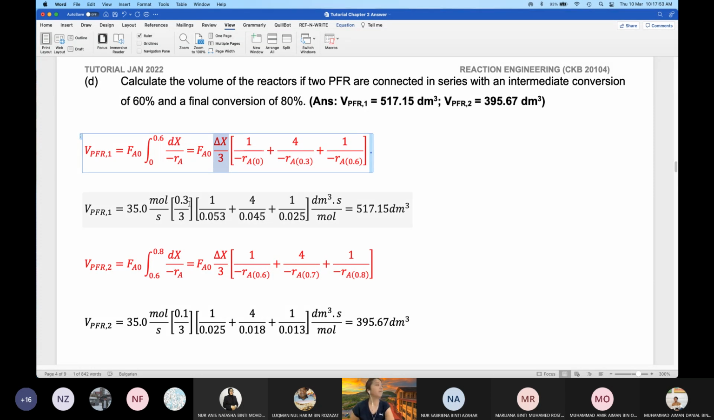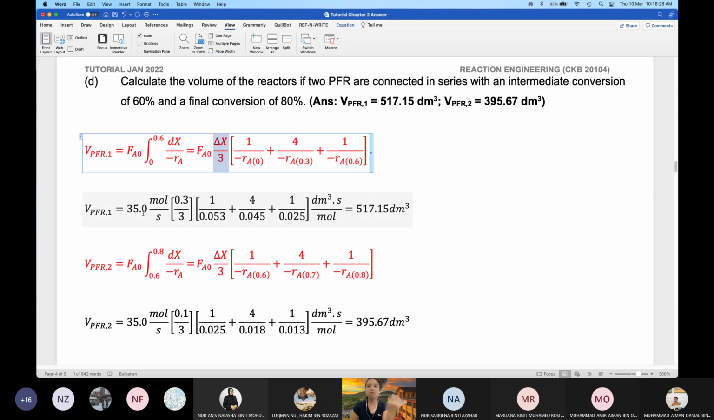Divide by 3. In bracket, 1 per minus RA at my lower limit, which is X0. So 1 per minus RA where my X is 0, plus 4 per minus RA at my middle X, which is 0.3, plus 1 per minus RA at my upper limit, which is 0.6. So 1 per minus RA when my X is 0.6. When you have all these three, you replace into the equation.